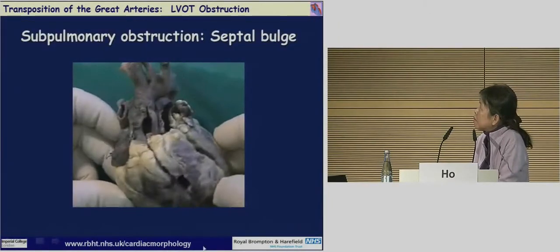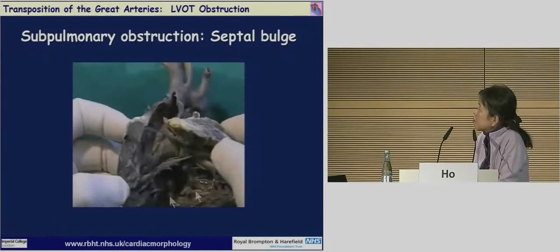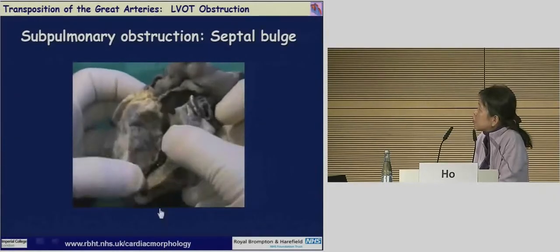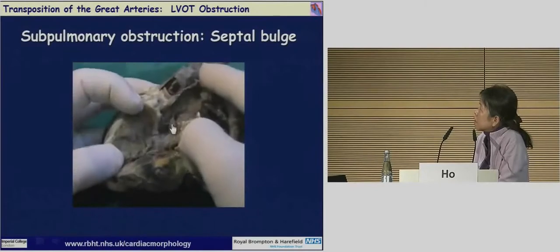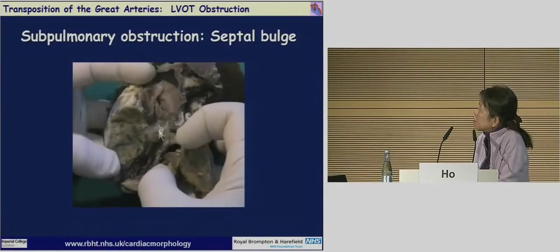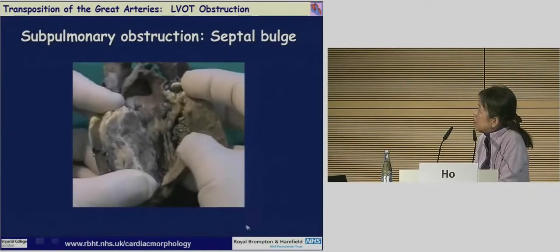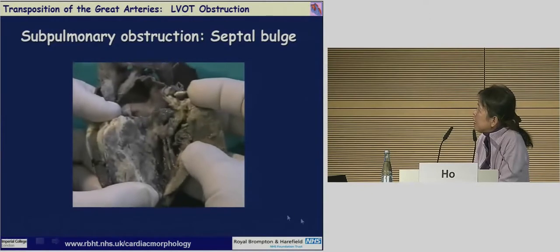And this is an example of subpulmonary obstruction with a septal bulge. Right ventricle, looking fine, intact ventricular septum, but over here, the left ventricle. Very, very narrow outlet, owing to this bulging of the ventricular septum, and also dysplasia of the pulmonary and mitral valve.